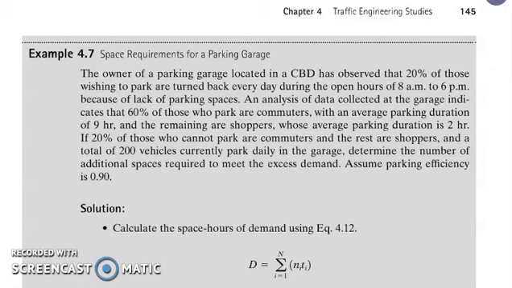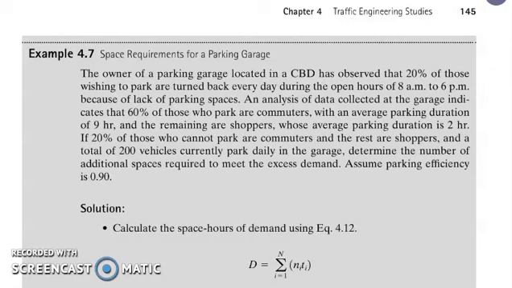An analysis of data collected at the garage indicates that 60% of those who park are commuters, with an average parking duration of 9 hours, and the remaining are shoppers with an average parking duration of 2 hours. 20% of those who cannot park are commuters, and the rest are shoppers. And a total of 200 vehicles currently park daily in the garage. Determine the number of additional spaces required to meet the excess demand. Assume parking efficiency is 0.90.